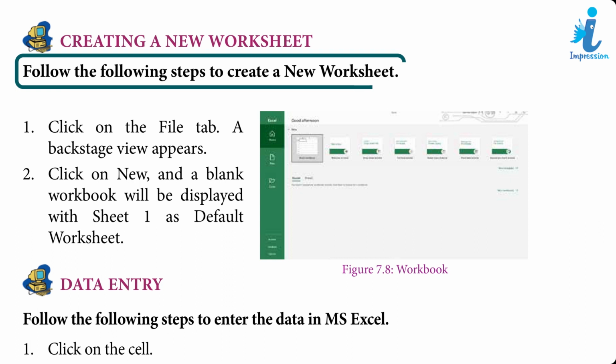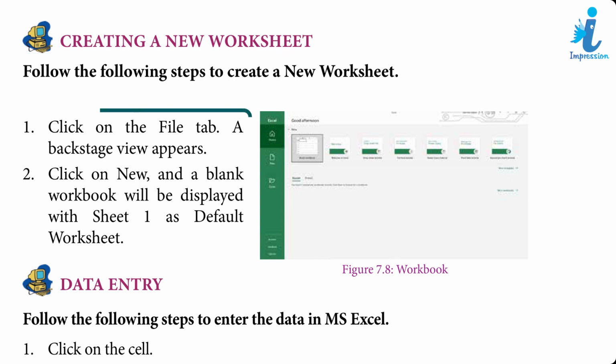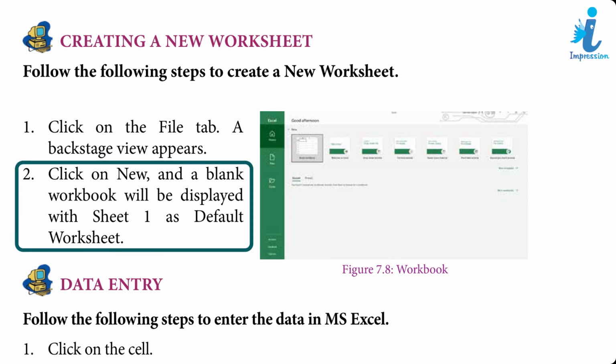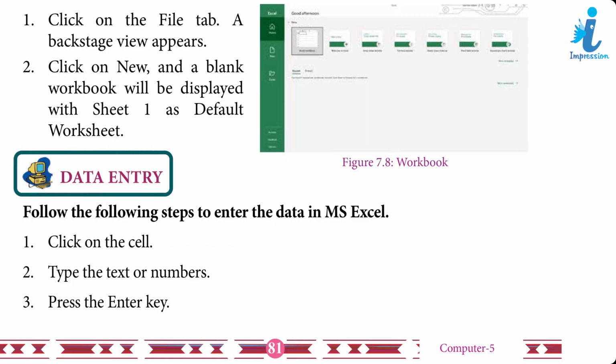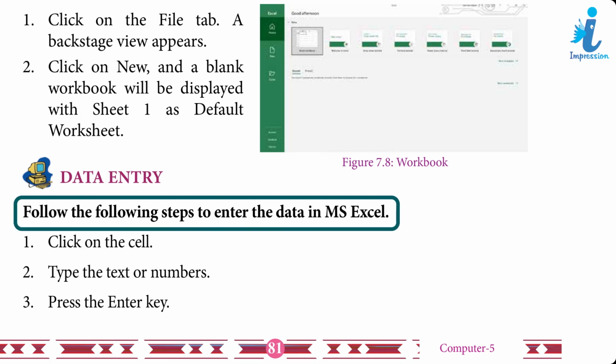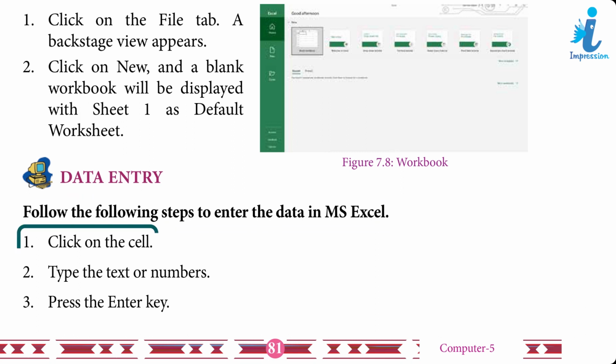Creating a new worksheet. Follow the following steps to create a new worksheet. 1. Click on the File tab. A backstage view appears. 2. Click on New and a blank workbook will be displayed with Sheet1 as the default worksheet. Data entry. Follow the following steps to enter data in MS Excel. 1. Click on the cell. 2. Type the text or numbers. 3. Press the Enter key.